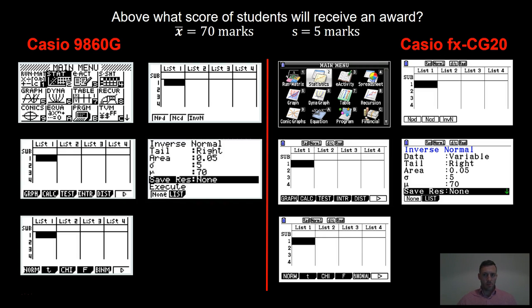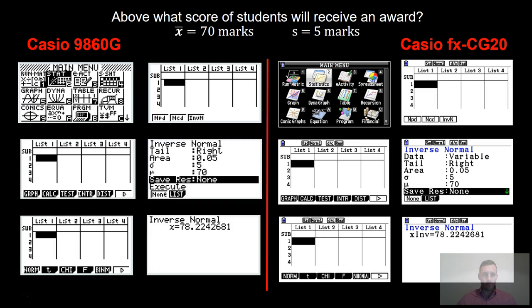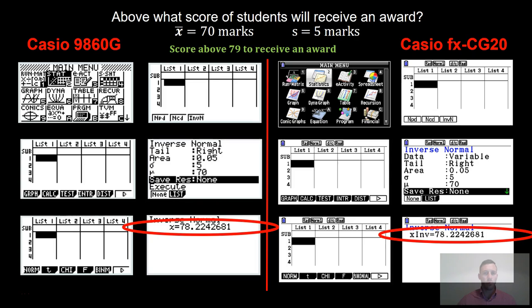We're looking at scores to the right of the mean, or the right tail, which is the right-hand side of the normal distribution. The area is 0.05 because we're looking at the top 5% this time. Enter the standard deviation and mean, then arrow down and press execute. Now we're given the cutoff score, which is 78.22. Therefore, to receive an award, you'd have to be above this. So I think you'd probably have to score 79 marks to receive an award.